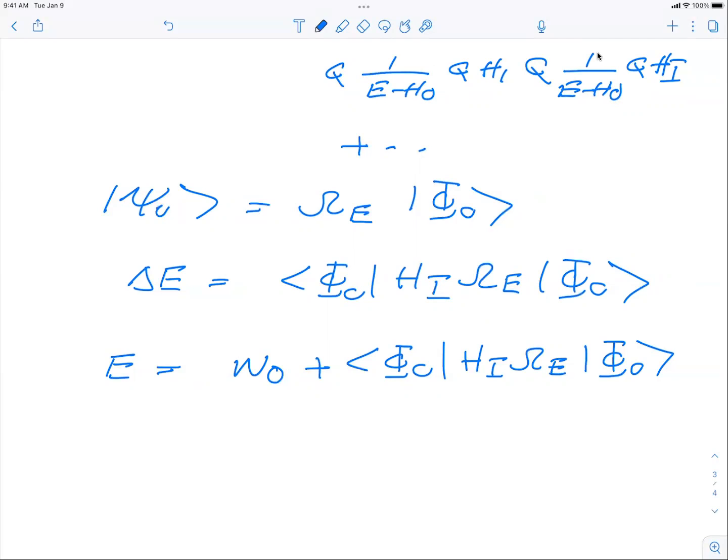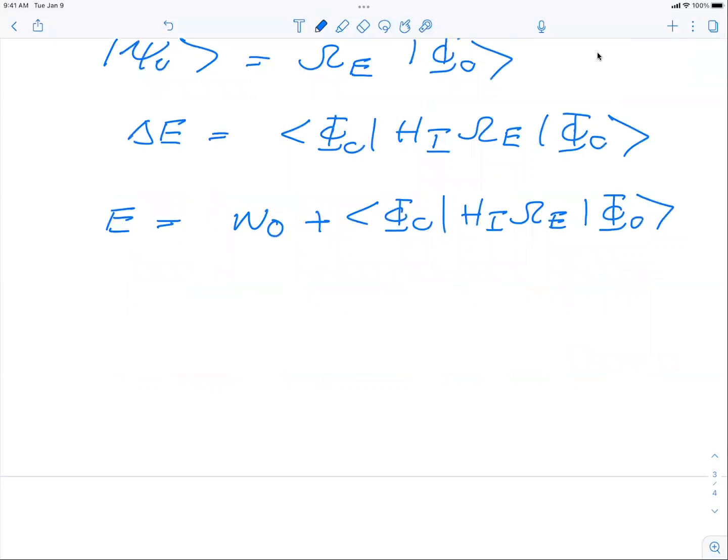Now, if we look at what we have, we can redefine this delta E in terms of contributions to different orders in the interaction. So we would rewrite this one as a sum from 1 to infinity. And then that means that this delta E is going to have terms of this type.